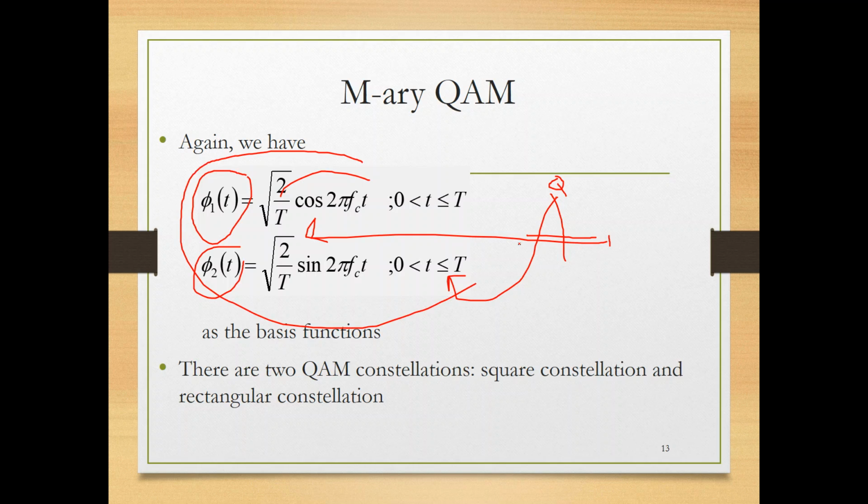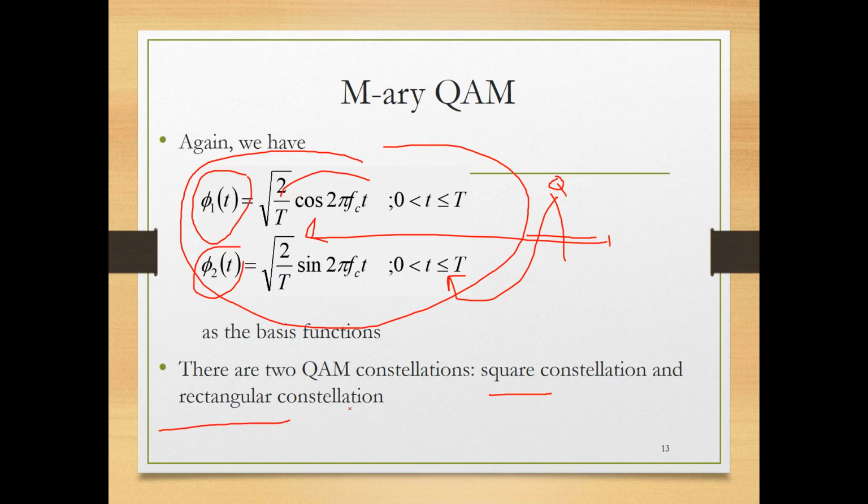These two basis functions, we use them in the construction of the modulation scheme called QAM. Now, the resulting constellation can be square or rectangular, depending on the number of data bits you are transmitting per symbol. For example, if you are transmitting 4 bits per symbol, you have 16 points. You can put them in a rectangle or square.